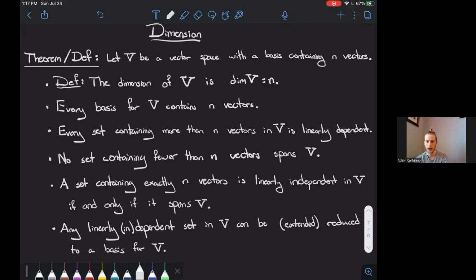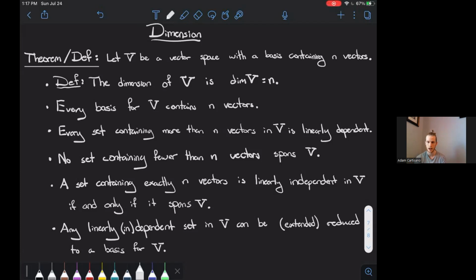Also, if you have a set of vectors that is linearly independent, you can extend it so that it spans V. Or if you have a spanning set, which we know has a lot of vectors in it, you can reduce it down to a set that's linearly independent.